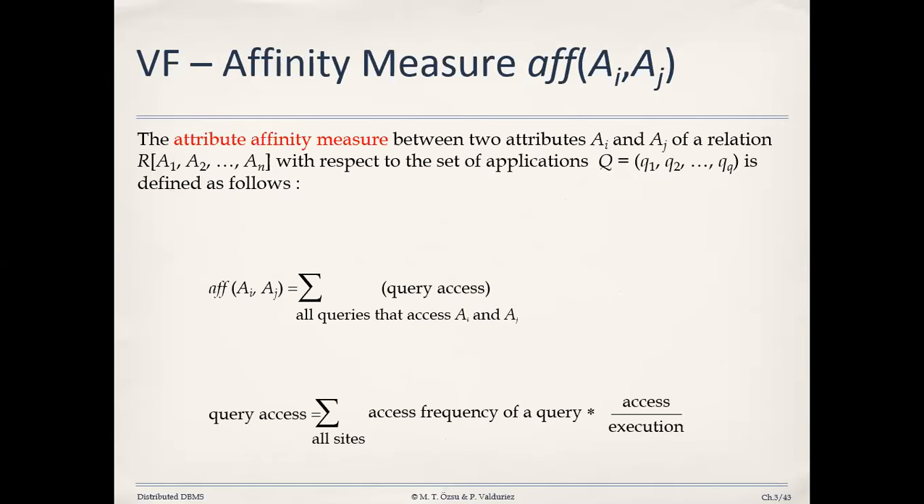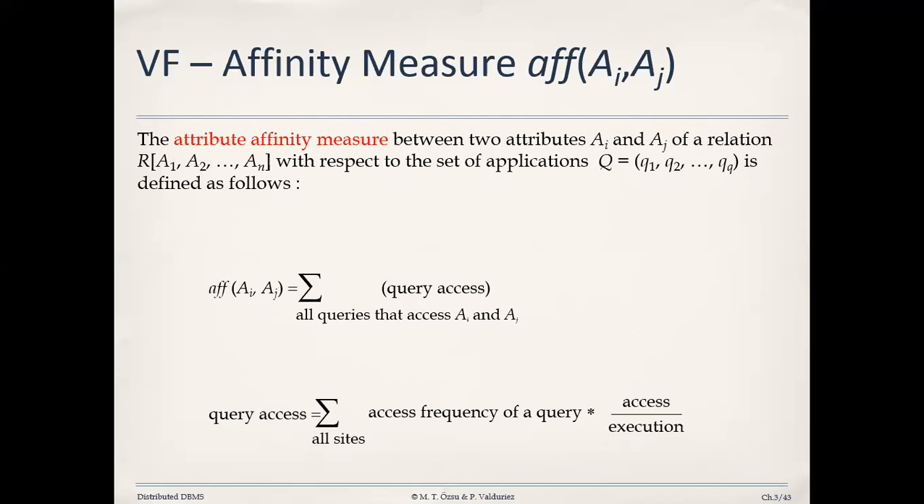Okay, now that's clear. We'll move towards the affinity measure, which is called AFF. Always remember that affinity is calculated among the attributes. That is why it is represented as AFF, and in the brackets you can see Ai, Aj. That is called affinity. The attribute affinity measure between two attributes Ai and Aj of a relation R, with respect to the set of applications or queries Q1 to Qq, is defined as follows.